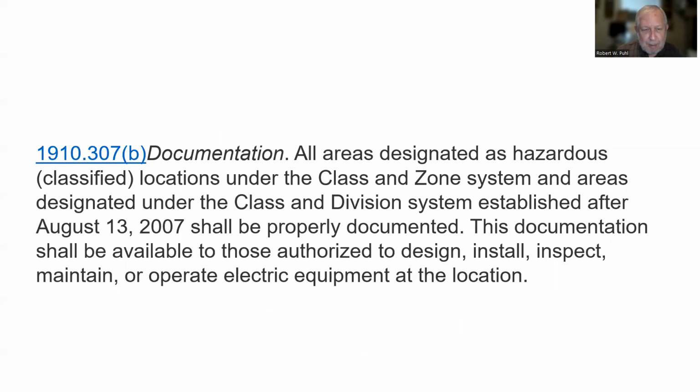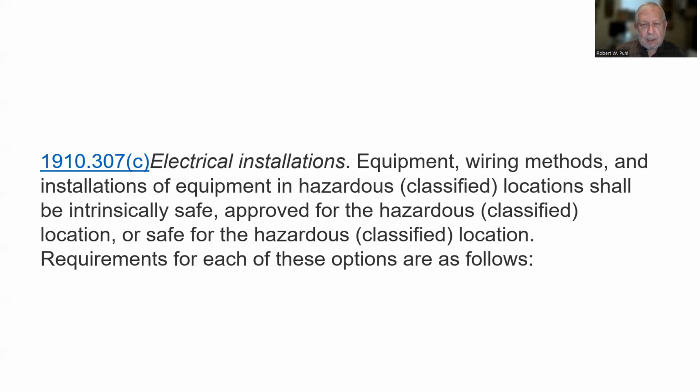This documentation shall be available to those authorized to design, install, inspect, maintain, or operate electric equipment at the location. C, electrical installations, equipment, wiring methods, and installations of equipment in hazardous classified locations shall be intrinsically safe, approved for the hazardous classified location, or safe for the hazardous classified location. And then they give you the requirements for those.